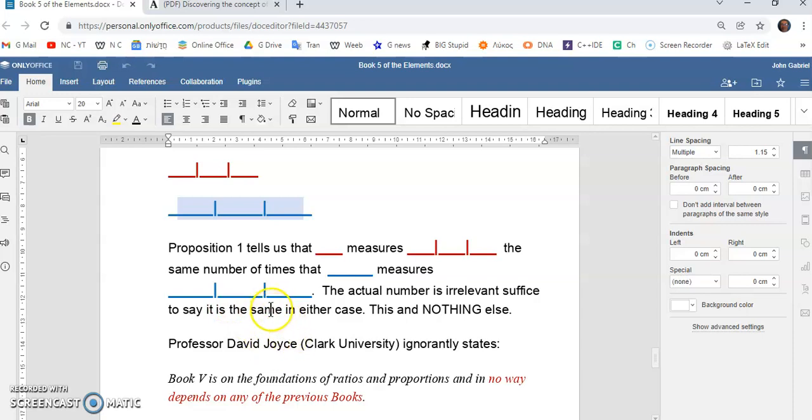The actual number of times is irrelevant, except to say that it is equal in either case. In this case, the number of divisions is the same as the number of measures.